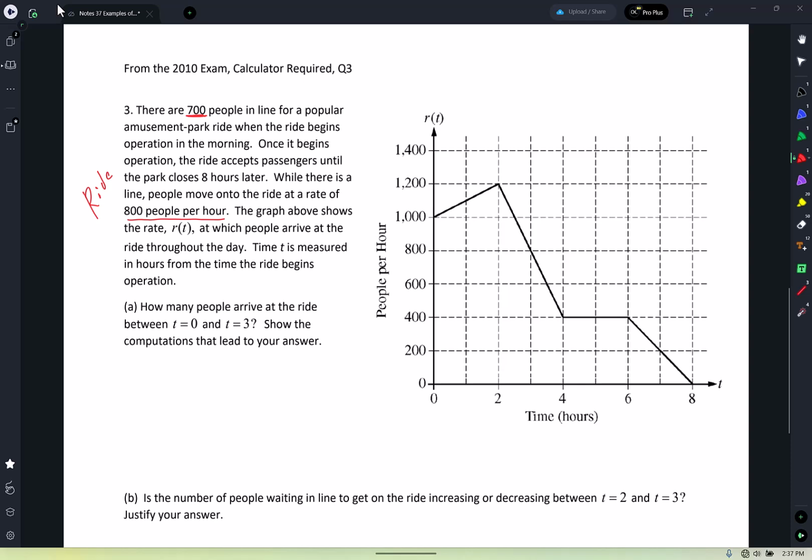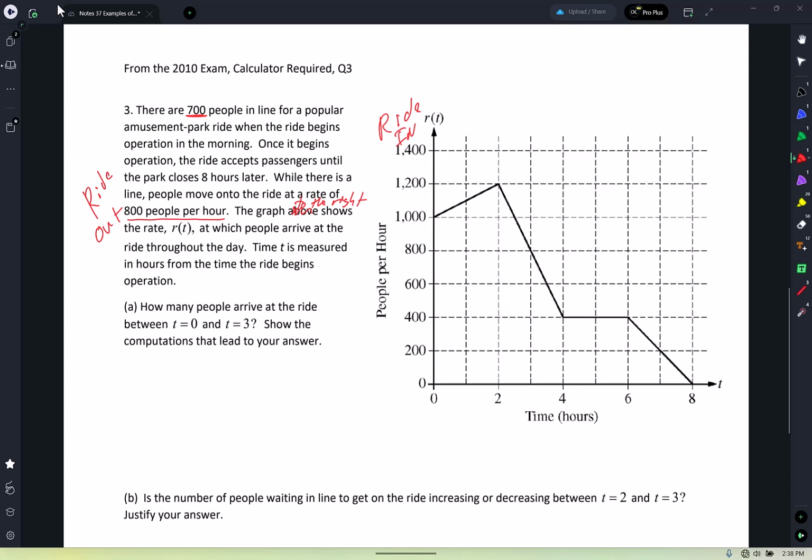Does that make sense? So let's go ahead and use our vocabulary. This is ride out, and this is ride in. There's the amount of people leaving the line. They're leaving at a rate of 800 people per hour. That's how fast the ride is taking people. The roller coaster or whatever it is is taking 800 people per hour. And let me go ahead and change the vocabulary here. The graph above, the graph to the right. Sorry, I didn't get a chance to modify it the right way, but that's fine.